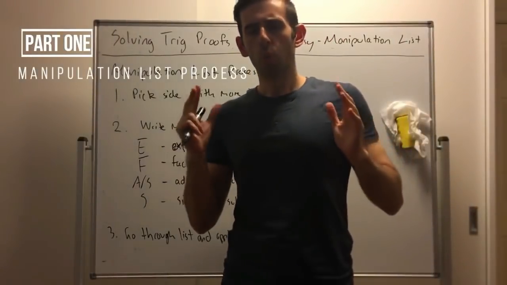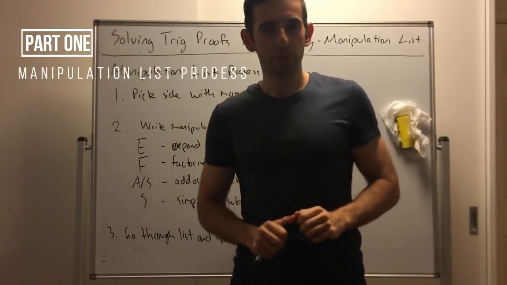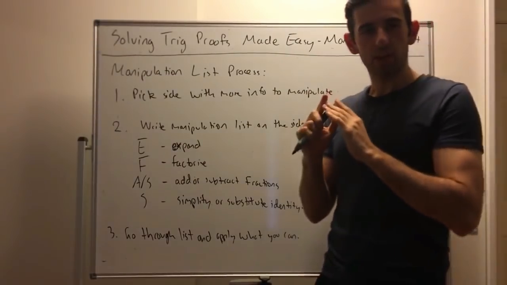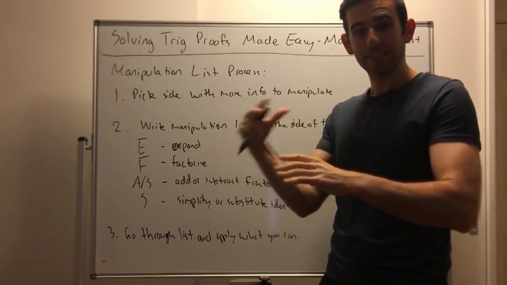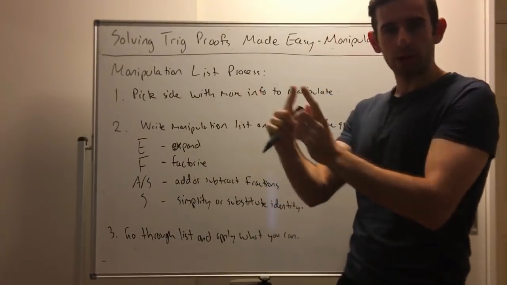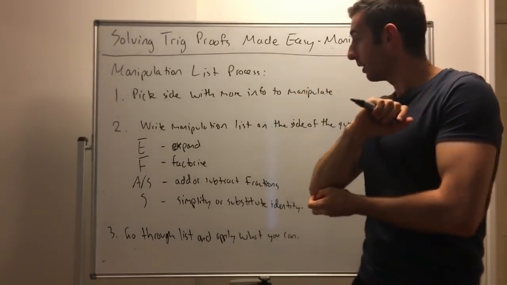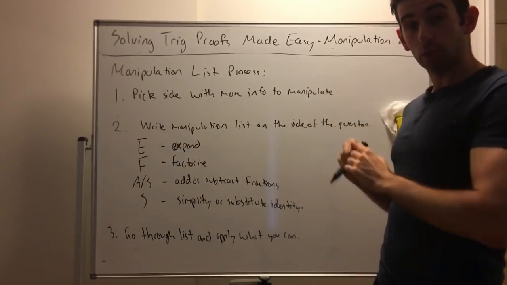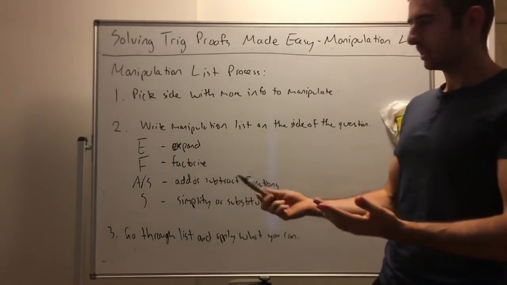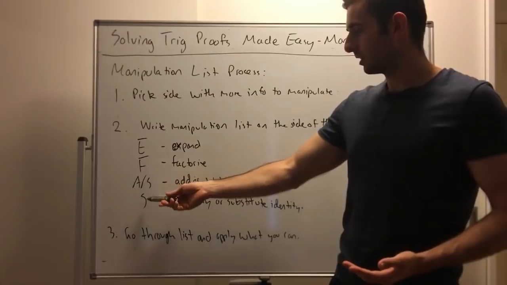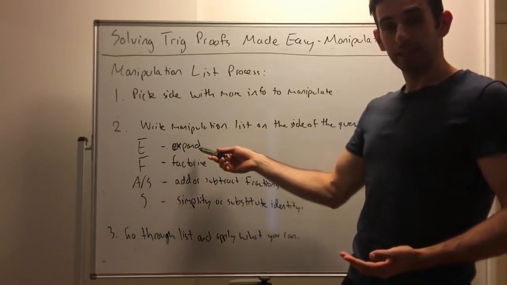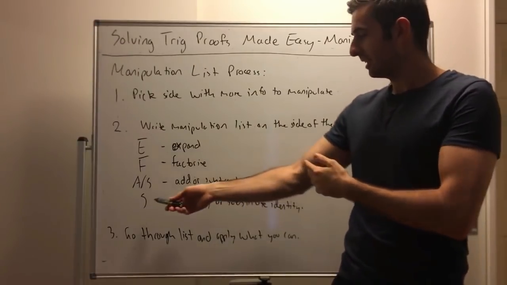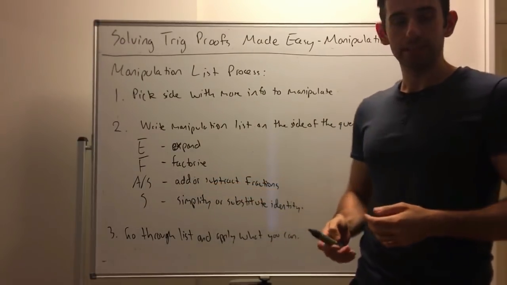Alright, so what is this manipulation list and how does it work? Well, 3 simple steps. So first, you're going to pick a side that has more info to manipulate. This makes it easy to work with. So we've got the left hand or right hand side, which you'll see in part 2. Next, we're going to write down the manipulation list on the side of the question. So what's the manipulation list? It's E, F, A/S, S. E stands for expanding, F stands for factorize, A/S add or subtract fractions, S is simplify or substitute identities.